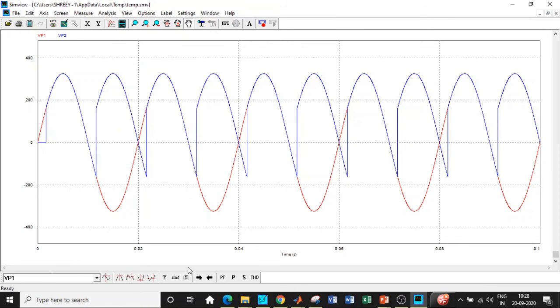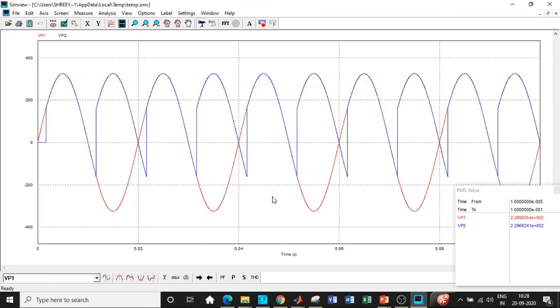Let us now cross verify our results by checking the RMS and average values. How do we find that? Here we have average and RMS value. Let us click on RMS first. We have to measure the output voltage, that is VP2. You are getting 229.66. That is why I'm reading it in this particular fashion, 229 volts, which is approximately what we are supposed to get.